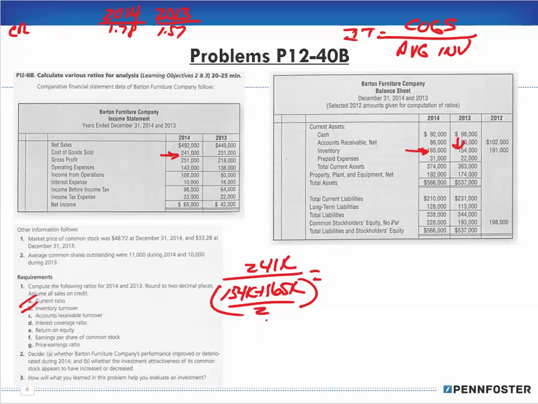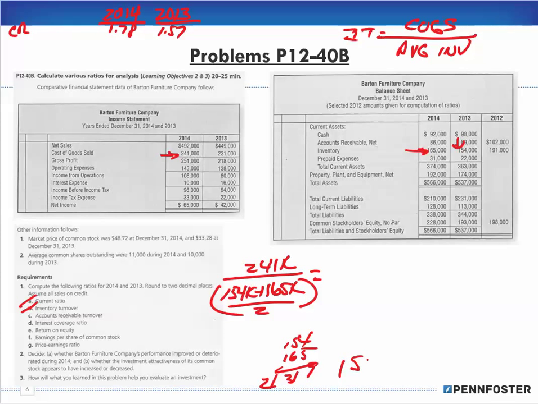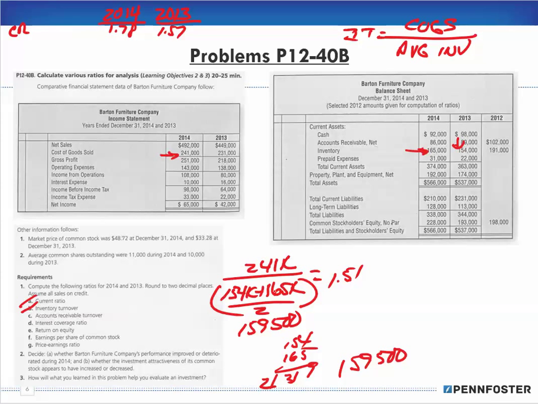So 154 and 165 is 319, divided by 2, 159.5. So that's 159,500, and when I do the math on that, 241 divided by 159.5 gives me 1.51.